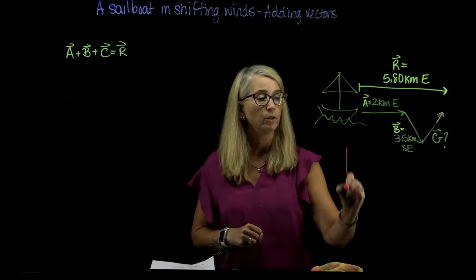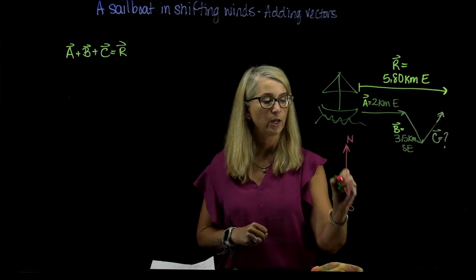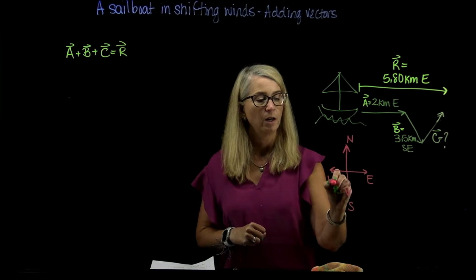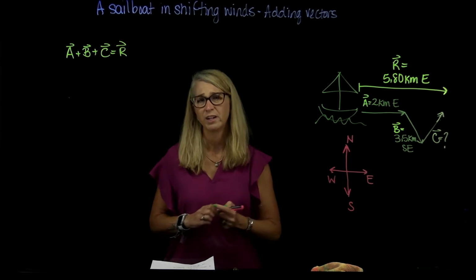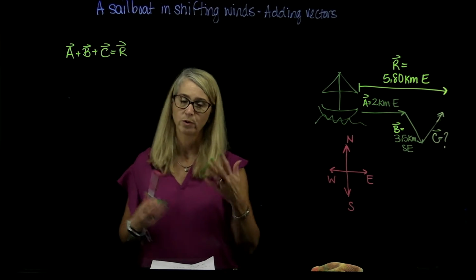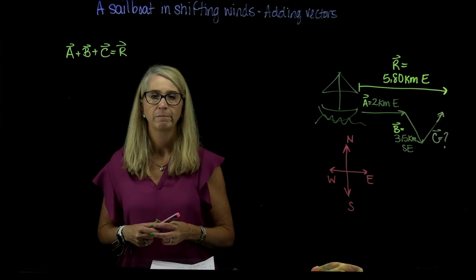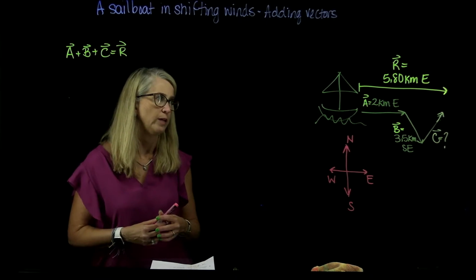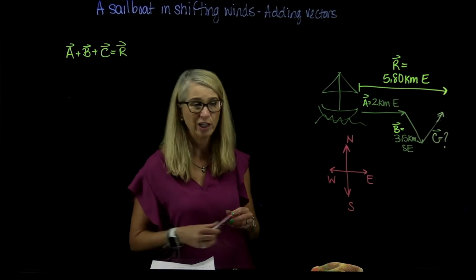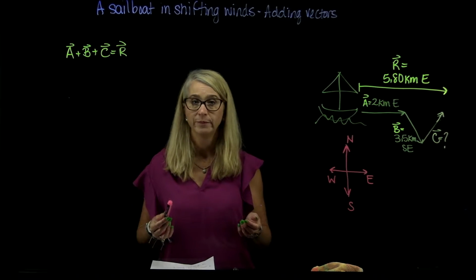Now I want to make note of the fact that in this particular problem, the directions north, south, east, and west are taking the place of x and y directions, but we really can think of them as x and y directions anyway. So north-south is y direction, east-west is x direction. So the problem is that we have this sailboat. The sailboat is in winds that are changing, and so it has sort of a path that's crooked.